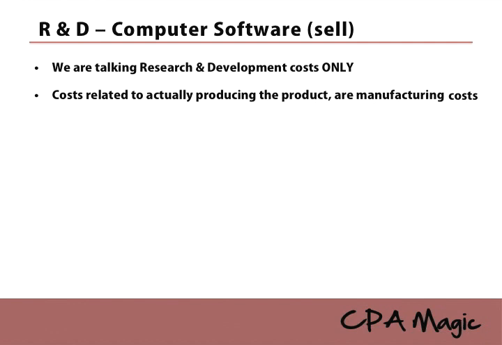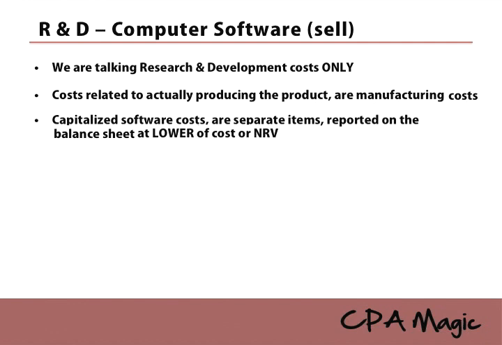And this intangible of capitalized software costs are going to be reported as separate items on the balance sheet. And you report them on the balance sheet at the lower of either cost or net realizable value. I have never seen that as a practice CPA question or anywhere in the CPA exam that someone throws out the lower of cost or NRV on the balance sheet for your capitalized software costs. That would be a real zinger, but it is part of US GAAP, so you do have to know it. Capitalized software costs are separate line items reported on the balance sheet at the lower of cost or NRV.